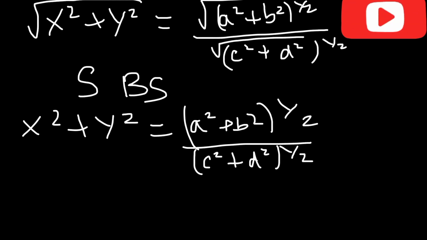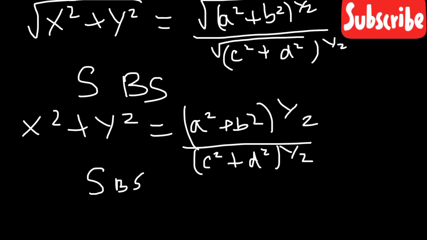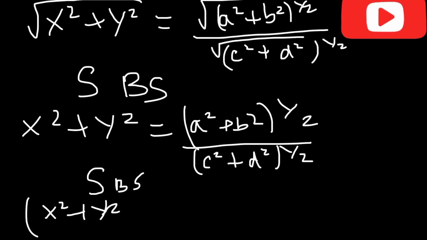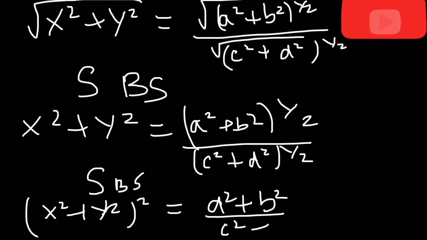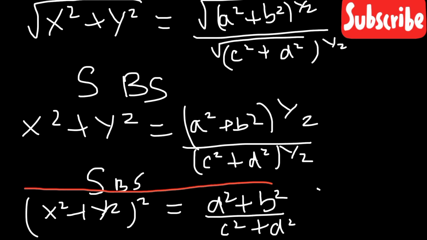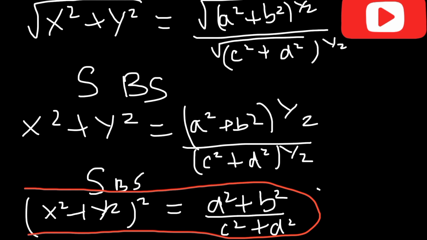Yes, you can again square both sides. You will get (x square plus y square) raised to the power square equals (a square plus b square) upon (c square plus d square). So look at guys, this was our final answer. So in this question we learned two major properties about modulus as well as the conjugate too.